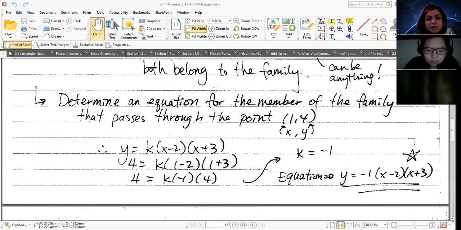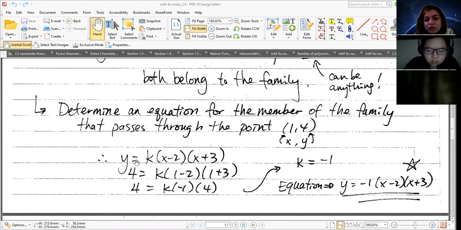Another question: determine the equation for the member of the family that passes through the point (1, 4). Now, the same question, the general form was y equals k(x - 2)(x + 3), and now it is specifically telling me which point is passed through. So instead of x and y, I put 1 for x, and for y I put 4. Then I need to simplify. 1 minus 2 is -1, 1 plus 3 is 4. 4 multiplied by -1 is -4. Divide both sides by -4, so you get k equal to -1.